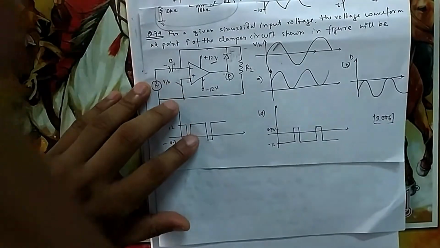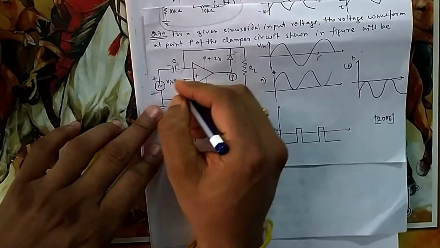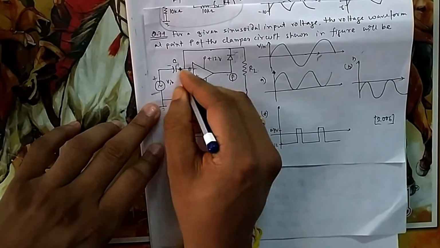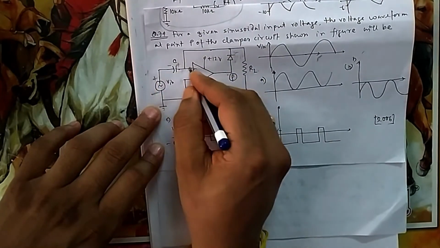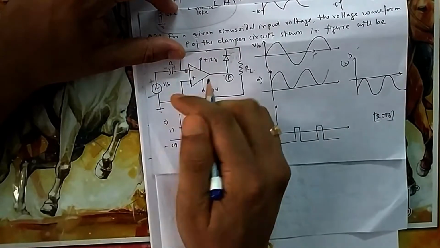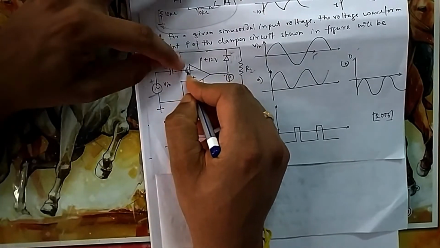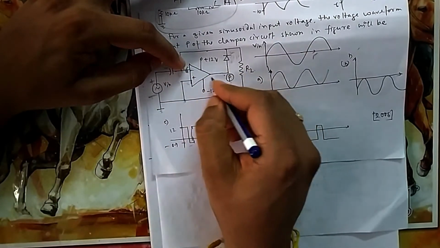Now suppose it is in the positive half. In the positive half, what will happen? Now you see what will be the potential at this one? This plus this, both voltages will be added and this will be the potential. So obviously this voltage will be more than this. Once this voltage is more than this, the output will drive to minus 12.